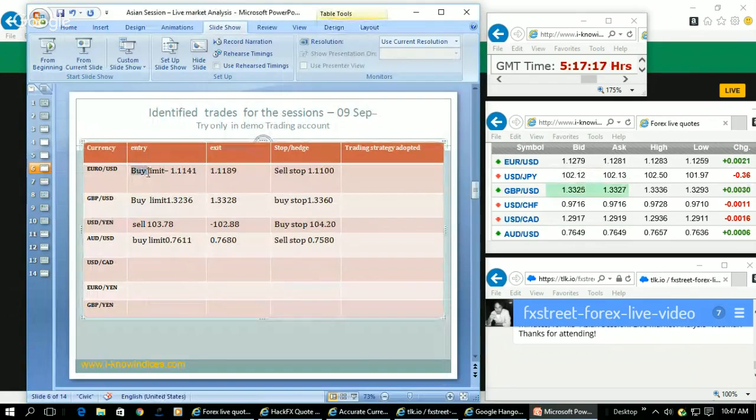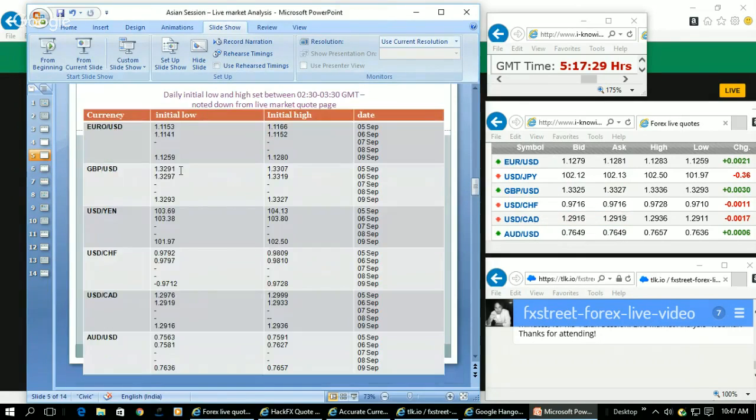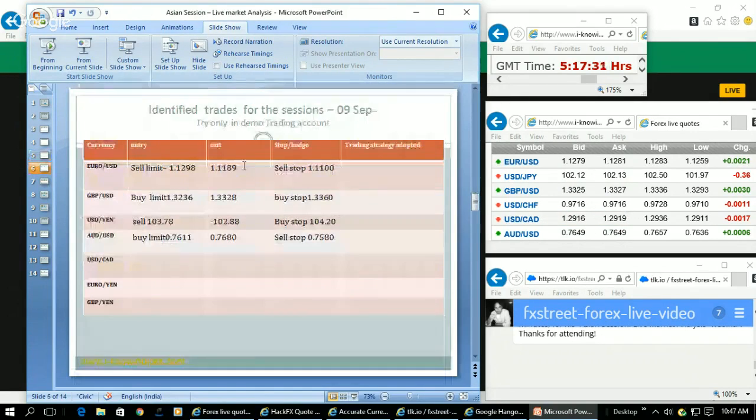So we can take a sell limit in the case of Euro at 1.1298. They are making a brief upward stop, and exit at 1.12115, and sell stop 1.1334.